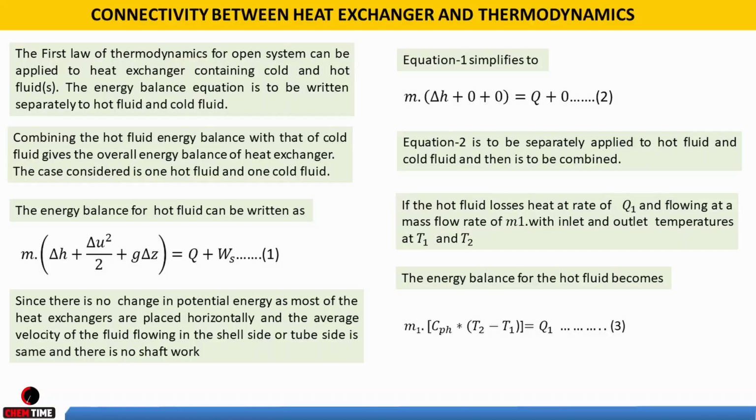Q is the amount of heat gained or lost. So equation 2, the simplified energy balance, will have to be used for hot fluid as well as cold fluid and then it has to be combined. If the hot fluid loses heat at a rate of Q1 and flowing at a mass flow rate of m1 dot with inlet and outlet temperatures of T1 and T2, the energy balance for the hot fluid becomes m1 dot into Cph into T2 minus T1 is equal to Q1. Cph is the specific heat of hot fluid.